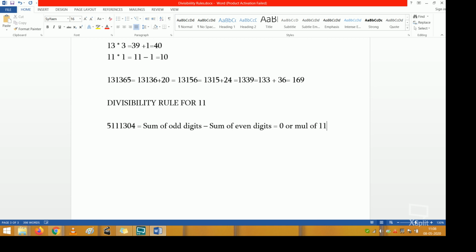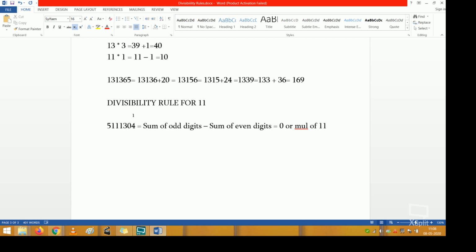Okay, so what does this sum of odd digits mean? Okay, see, you have to start from the right hand side. This is 1, this is 2, this is 3, this is 4, this is 5. Okay, so maybe I'll write it over here so that you can understand it even better. Okay, so this is 1.